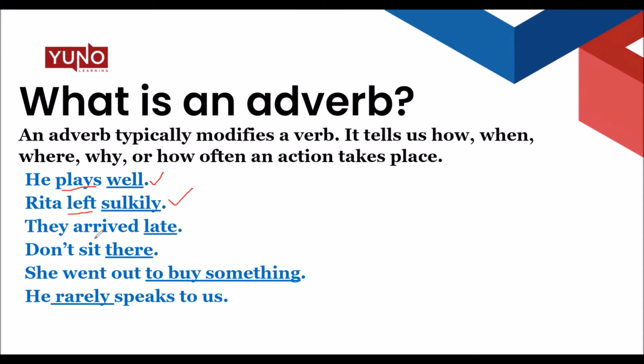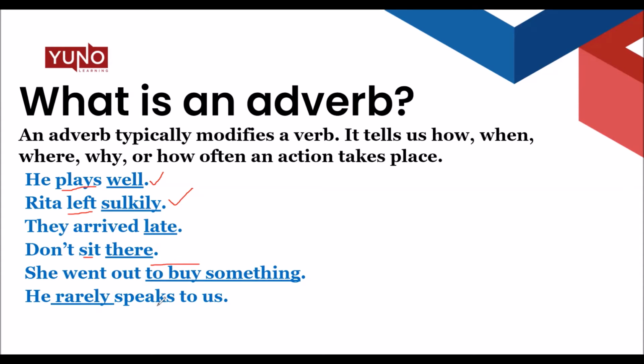Now they arrived. When did they arrive? They arrived late. So the adverb late answers the question when. Now don't sit there. Where? So here sit is the verb. So in don't sit there, there is the adverb. It answers the question where. Now she went out. Why did she go out? She went out to buy something. So this phrase answers the question why.